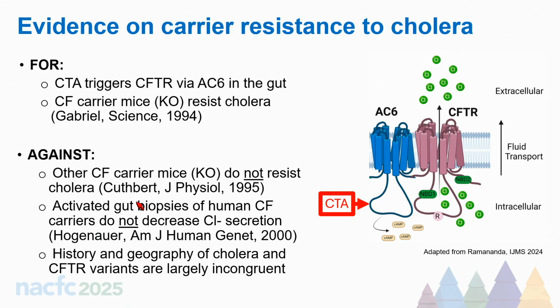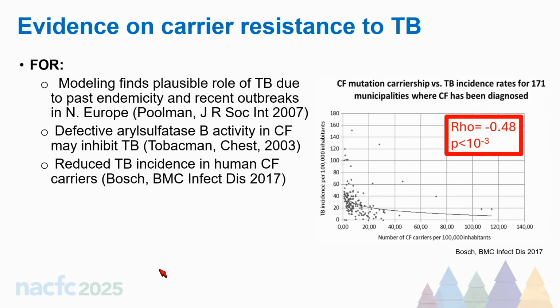And then folks took gut biopsies of carriers, and they found they didn't have decreased chloride secretion. The other argument against cholera is that the history and geography of cholera and CFTR variants are largely not congruent.